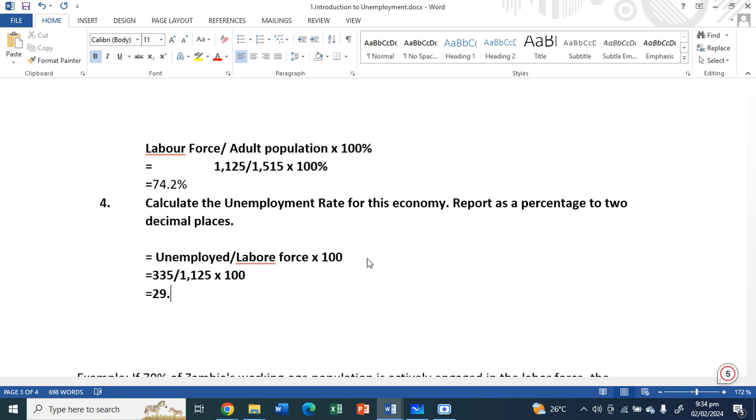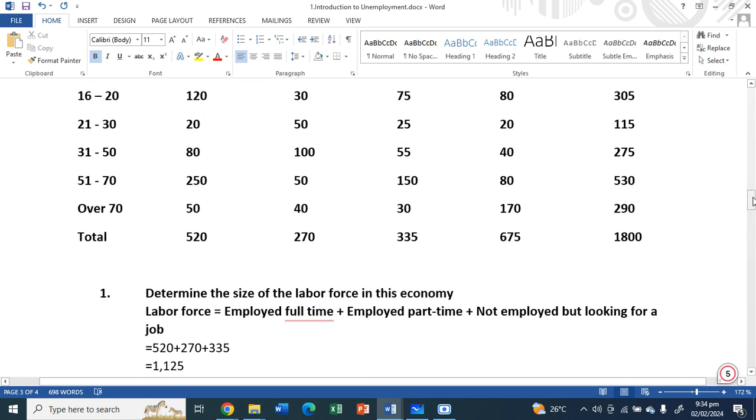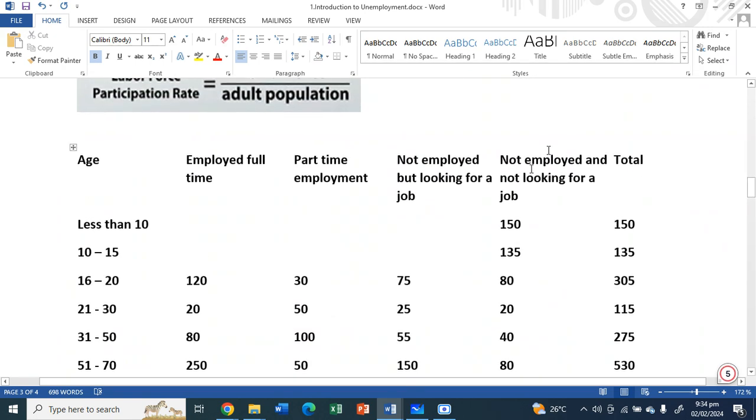So out of the labor force, 29% do not have jobs, but they are actively looking for jobs. Right? Remember, with questions on unemployment, you're only dealing with those who do not have jobs. When you're talking about unemployed, it's those who do not have jobs but are actively looking for jobs. Discouraged workers are not considered.